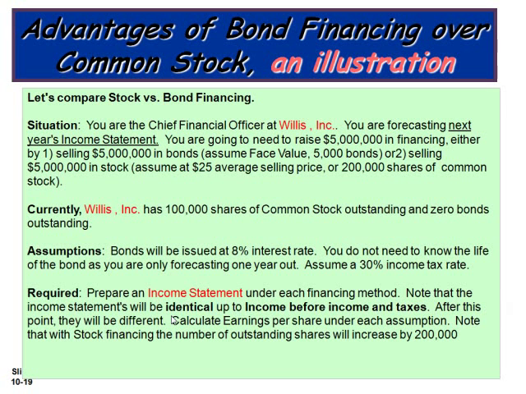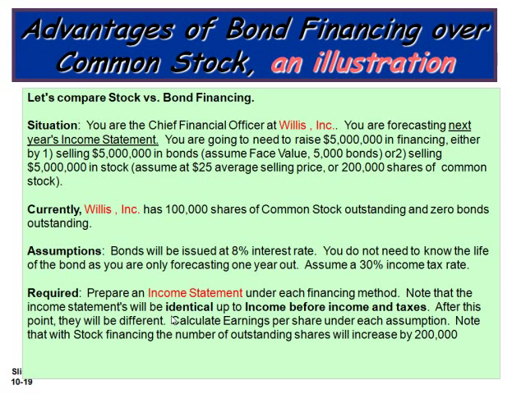Let's compare stock versus bond financing. You are the CFO, Chief Financial Officer at Willis Inc. You are forecasting next year's income statement. The company needs to raise $5 million in cash in financing. They have two choices. They can sell $5 million in bonds, which, let's just make it simple, they sell all at face value.